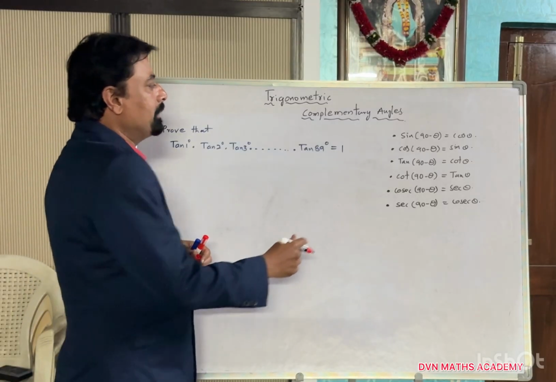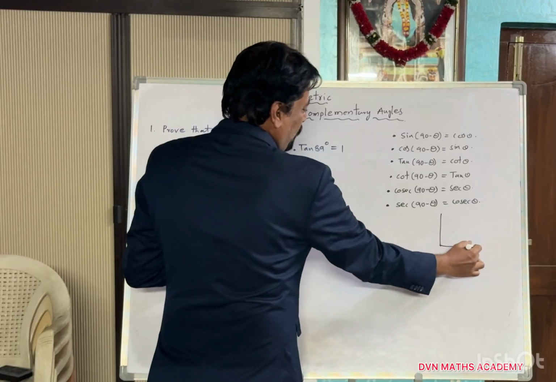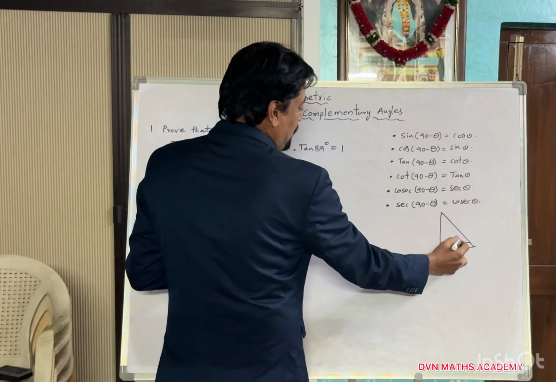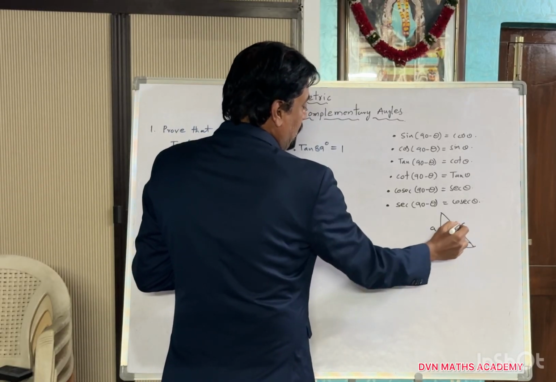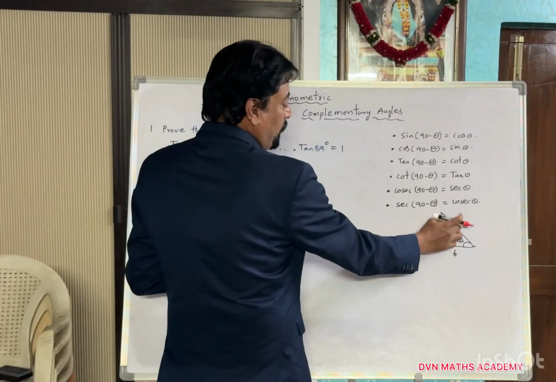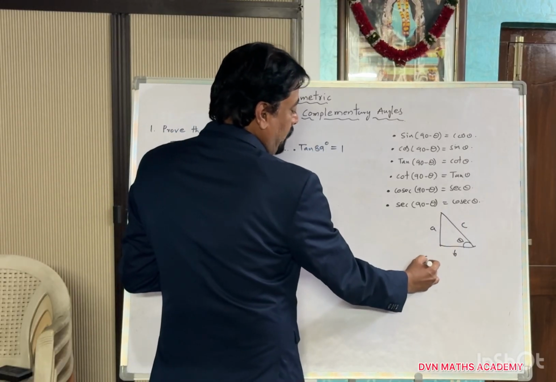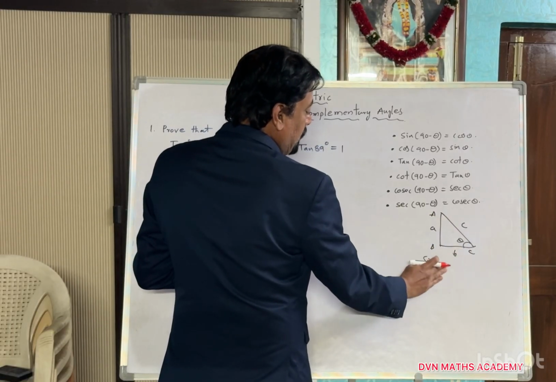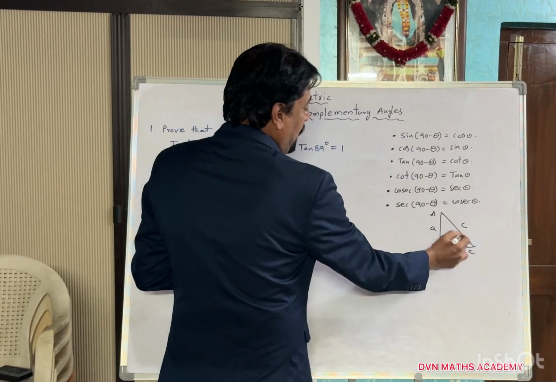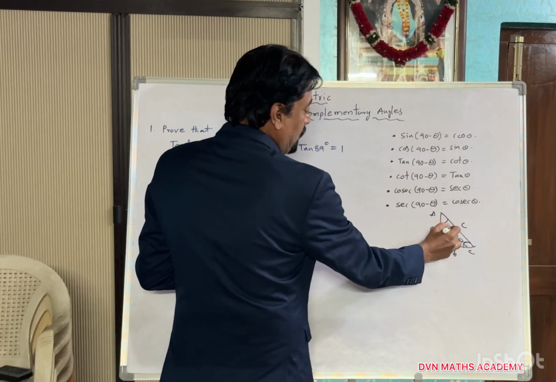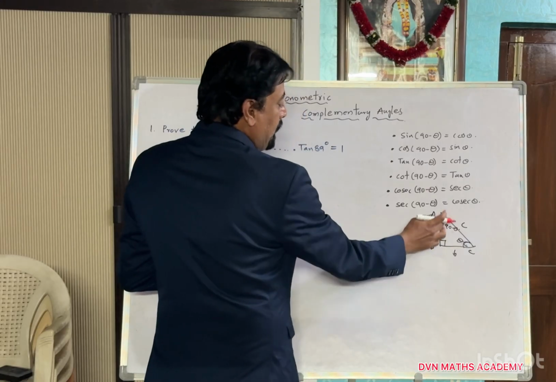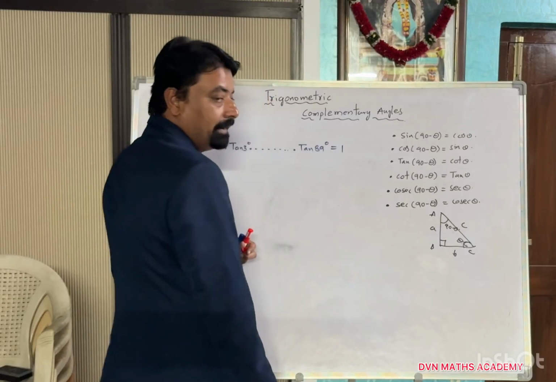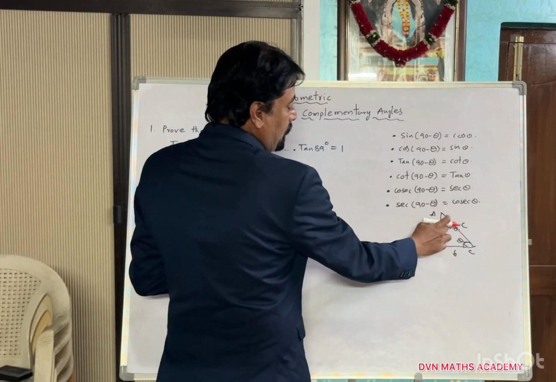So sin(90 minus theta) is equal to cos theta. How will it be equal? For example, here theta is there. This side is A, this is B and this is C. Opposite is A, adjacent is B, and hypotenuse is C. If theta is here, the other angle will be 90 minus theta, because this is already 90 degrees. The sum of the remaining two angles should be 90 degrees, because the sum of three angles in a right triangle is 180 degrees.